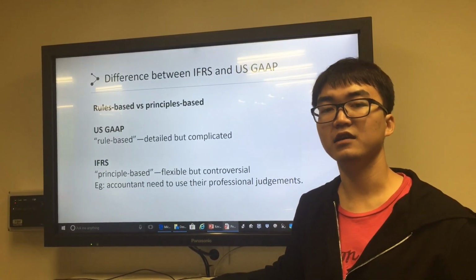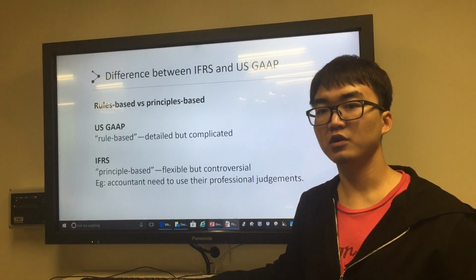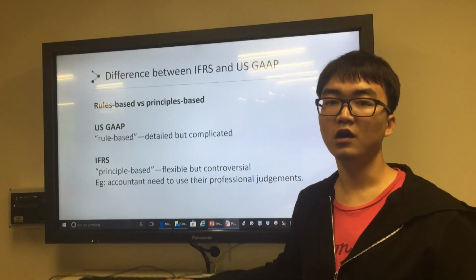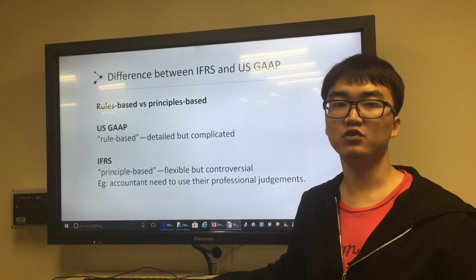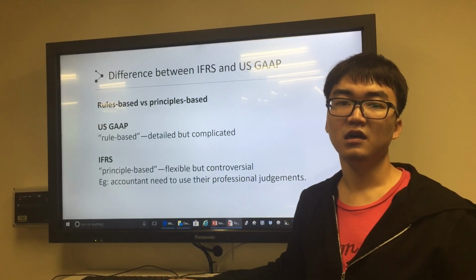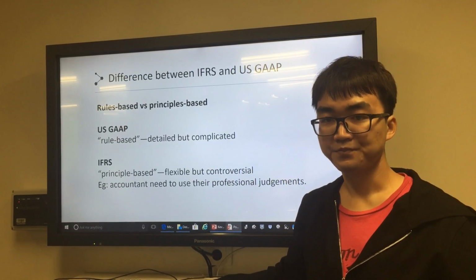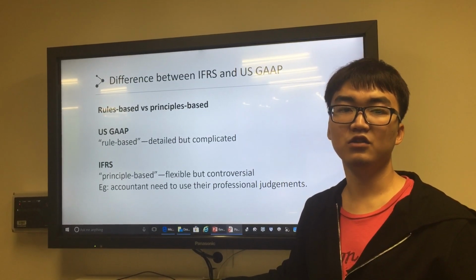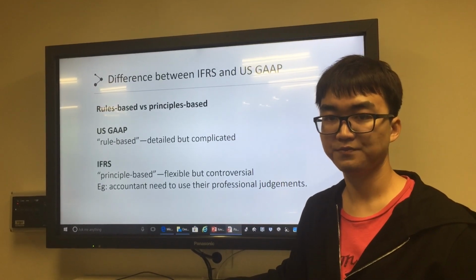On the other hand, IFRS is more principle-based. Principle-based accounting avoids detailed rules in favor of general guidelines, instead of having to comply with hard and fast dictates. The accountant uses general principles to guide her professional judgment.